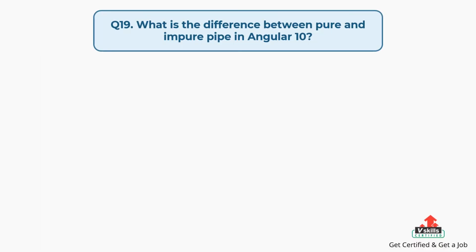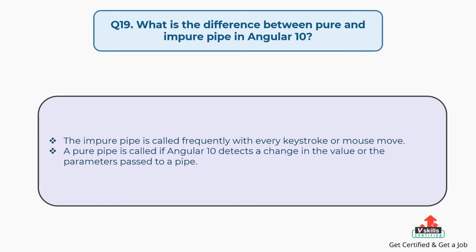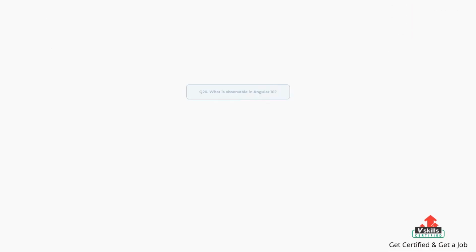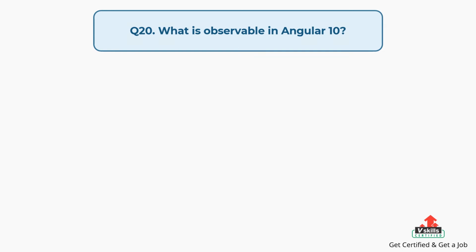Question number 19, what is the difference between pure and impure pipe in Angular 10? The answer is: the impure pipe is called frequently, with every keystroke or mouse move. A pure pipe is called if Angular 10 detects a change in the value or the parameters passed to a pipe.